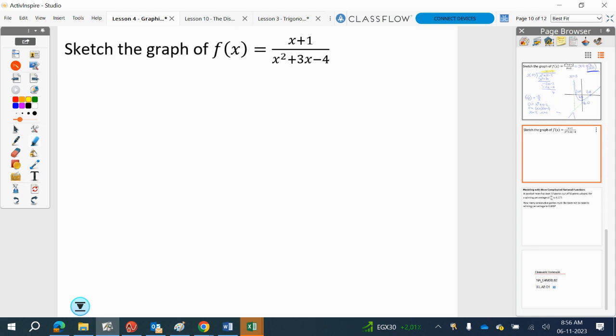Four, negative four, and one. So the horizontal asymptote. Looking good. Where's the horizontal asymptote? Yes, it's zero. We have to go to like minus four.